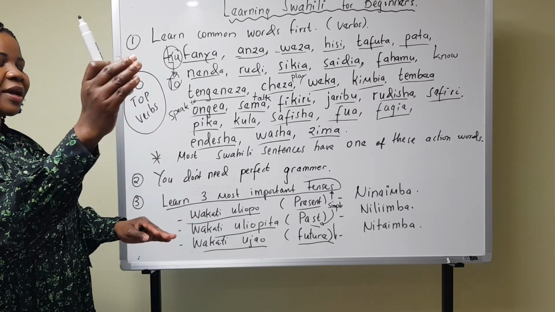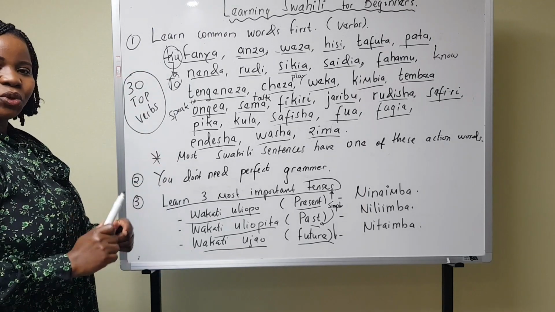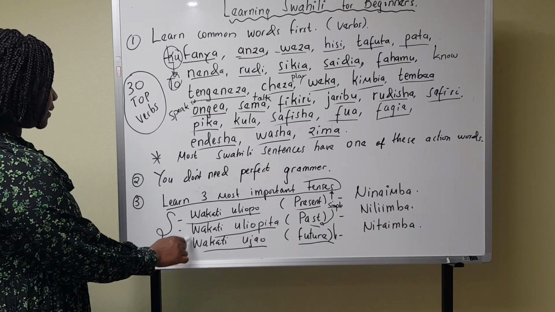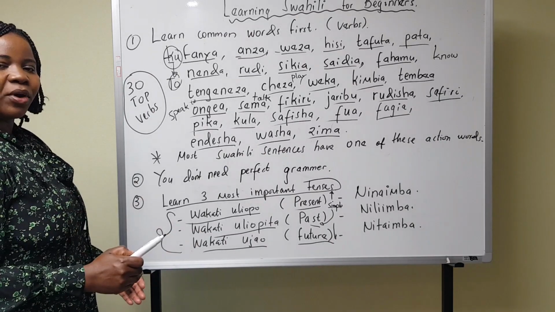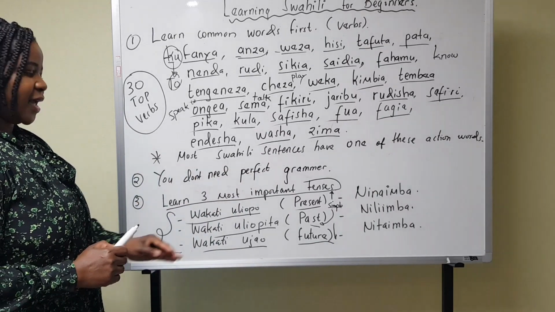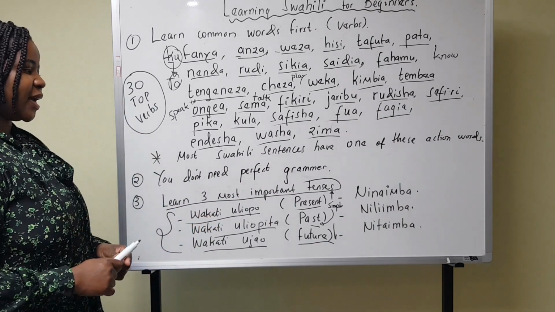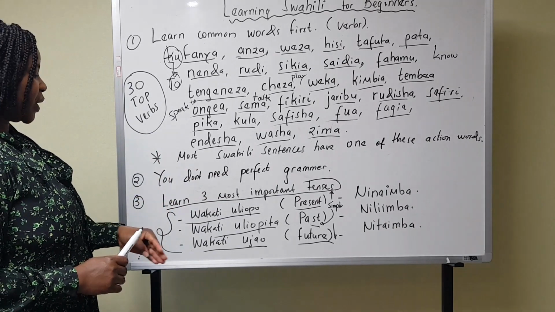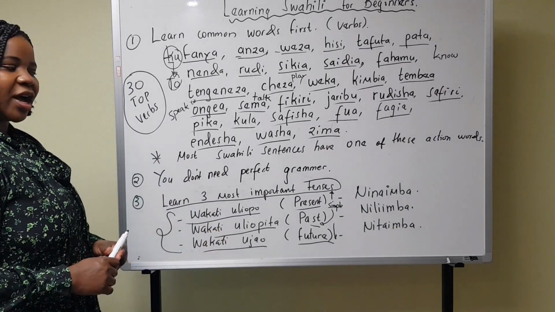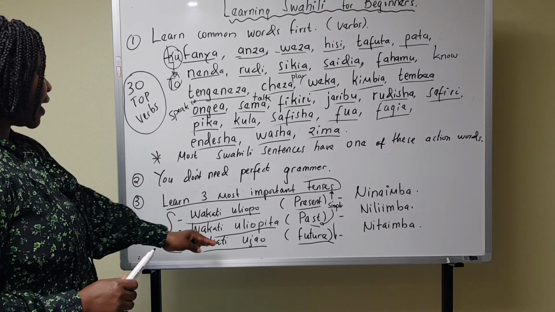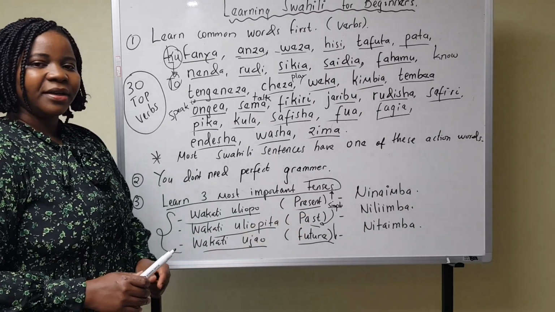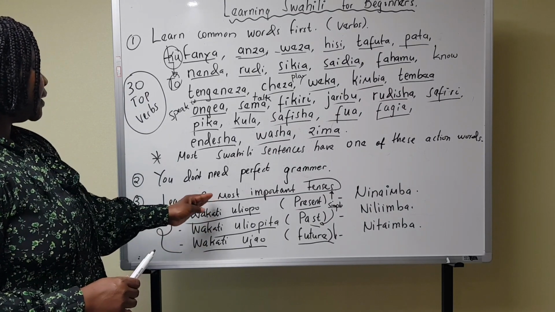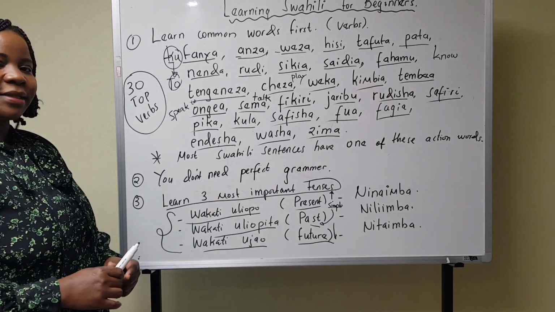Don't worry about the other tenses because you are a beginner. Learn only these tenses: wakati uliopo, simple present; wakati uliopita, past tense, simple past tense, okay? And wakati ujao, which is future, simple future, okay? So learn these 3 important tenses.